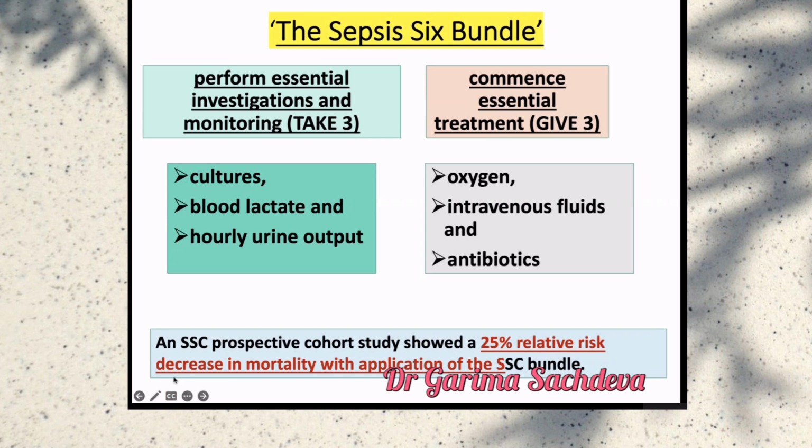According to the Sepsis 6 bundle, there is a 25% relative risk decrease in morbidity if you apply this. What is the SSC? Surviving Sepsis Campaign care bundle. So if you adopt this Sepsis 6 bundle, there is a 25% decrease in the relative risk of mortality and morbidity.